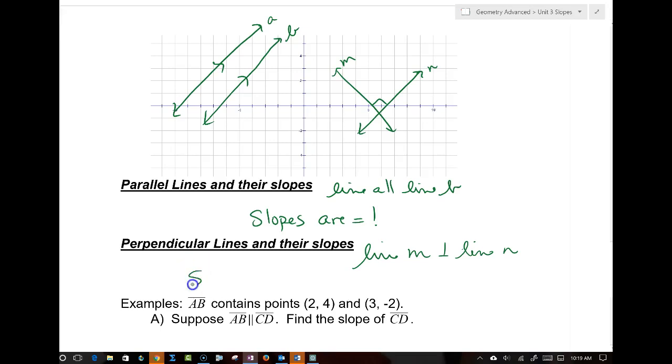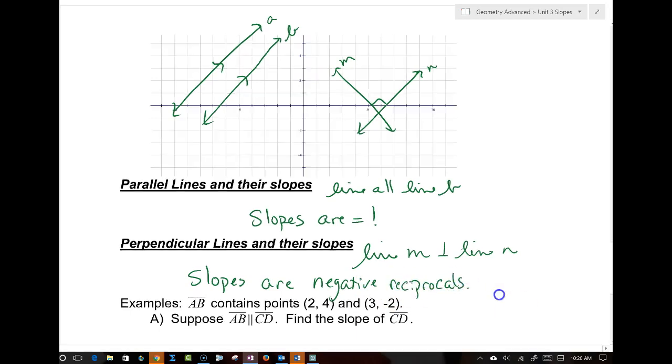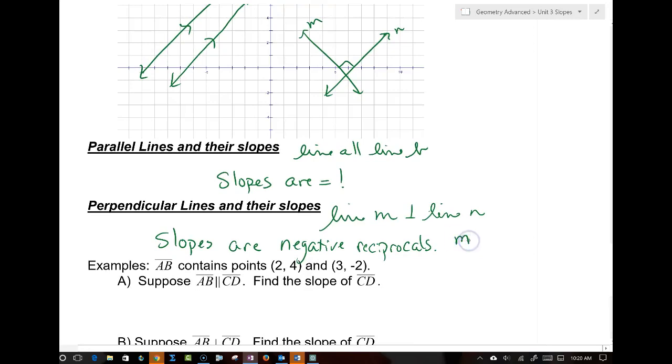Do you guys remember this from last year? The slopes are... This is something you're supposed to know. Opposite what? Reciprocals, right? They're negative reciprocals. Some people say opposite reciprocals. What does a reciprocal do? They flip. So let's say the slope of one is 4/5. Notice how I say the slope of the other one that's perpendicular, I go m subscript perpendicular. I just have to flip it over again, negative 5/4.